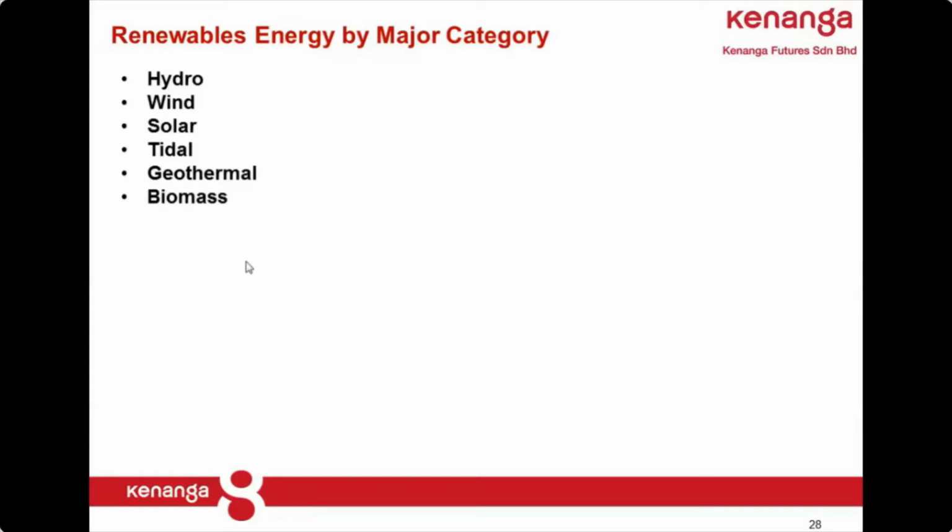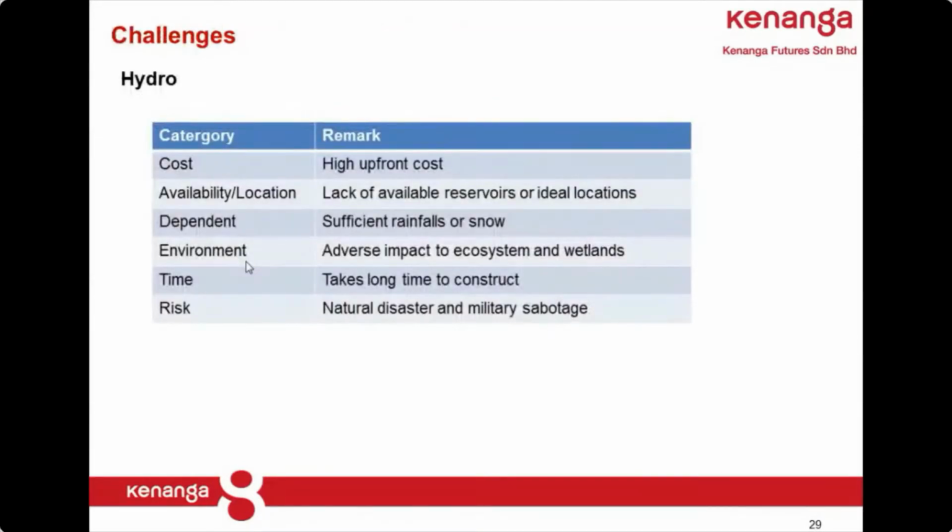And also biomass. Biomass depends on the category. It can be, let's say, gas released from landfill. It can be biodiesel. It can also be burning of industry waste like wood, which is also a form of heat energy. Okay, that can be converted into electricity. Okay, let's talk about hydro.